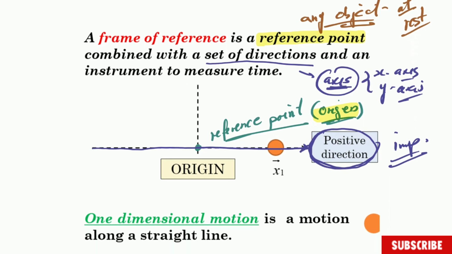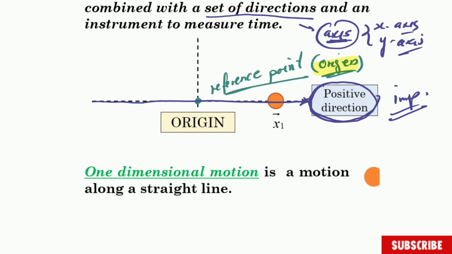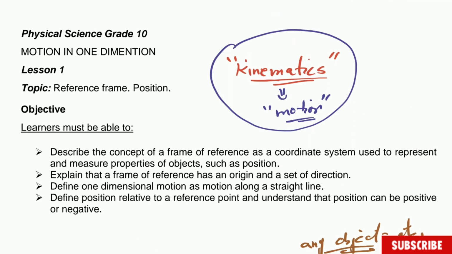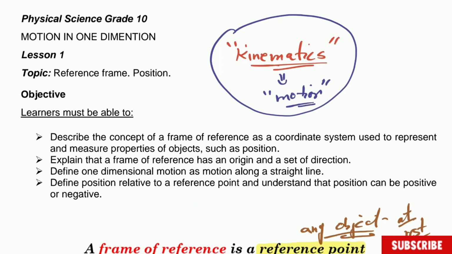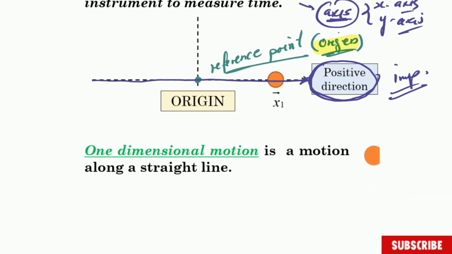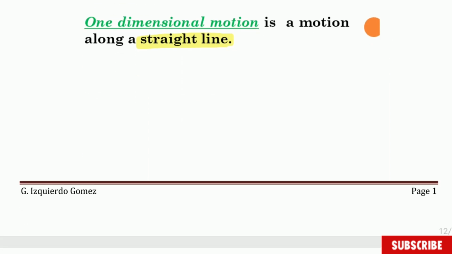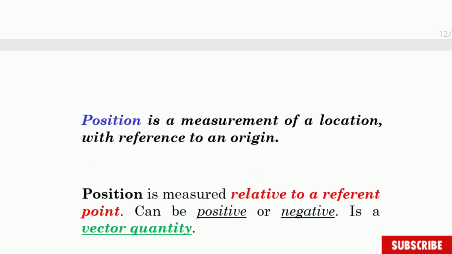Now, saying that, we are going to be focusing on one-dimensional motion. Remember, we said kinematics is the part of physics that studies motion, and we are going to be focusing on motion in one direction. One-dimensional motion is a motion in a straight line, in any direction, but it's going to be a straight line. So this object is not going to be out of that specific line, only one-dimensional motion. Now, what is position?